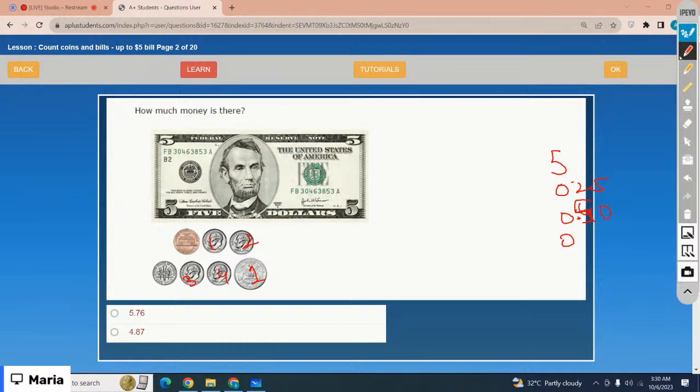The penny, you need to count by ones, right? Let's just add: 5 and 1 is 6, 5 and 2 is 7, and the last one is, so that means the worth of the money, the coins and bill, is 5.76. Got it? So the correct option is 5.76, right? Okay.